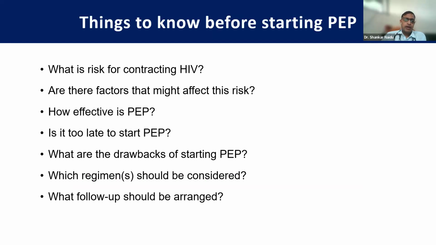So to better understand this question, we also need to know a few things before starting PEP. One is what is the risk of contracting HIV after an exposure? Are there any factors that might affect this risk? And how effective is PEP? And when to start, and is it too late to start PEP in particular situations like the case scenario that we have seen just now? And what are the drawbacks of starting PEP? And then the last would be what would be the regimens that we can give, and how do we follow up after we start them on PEP?